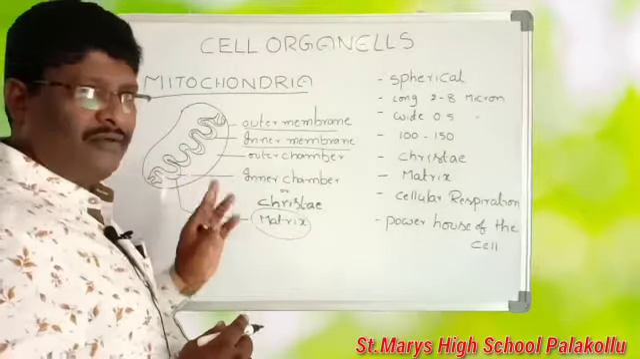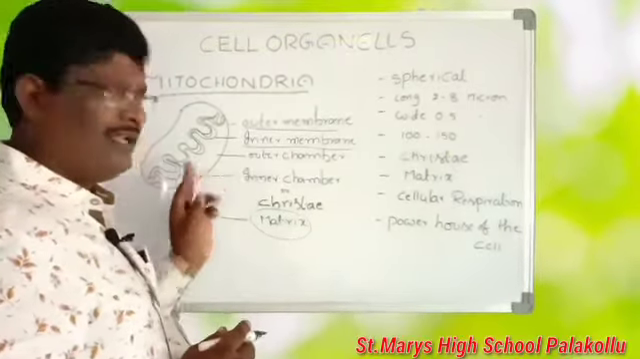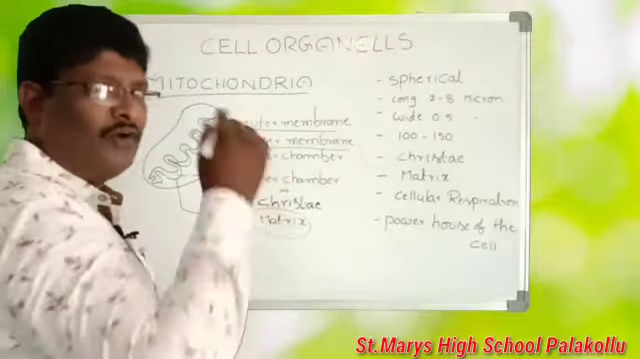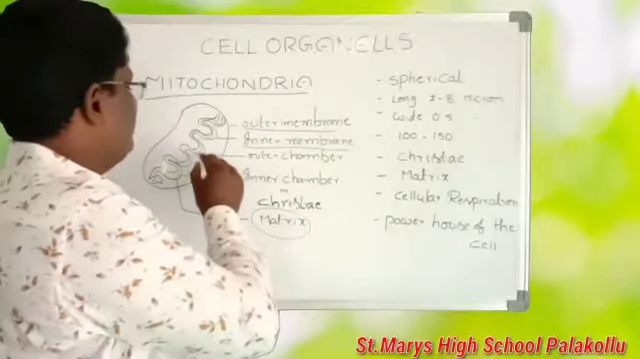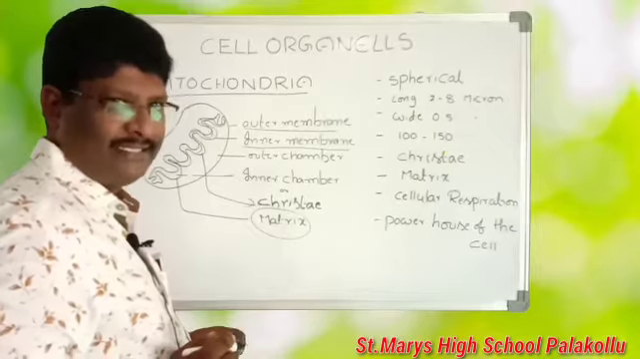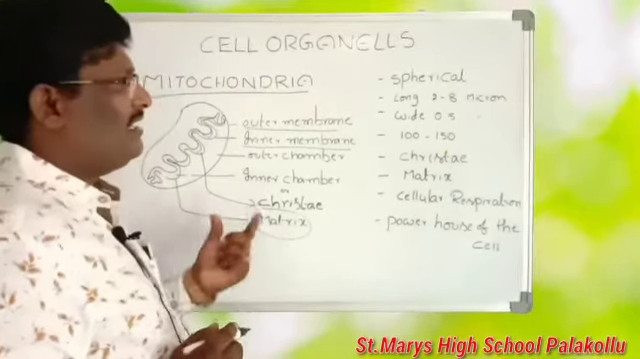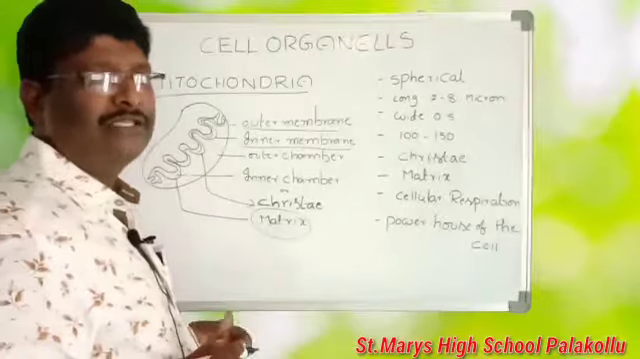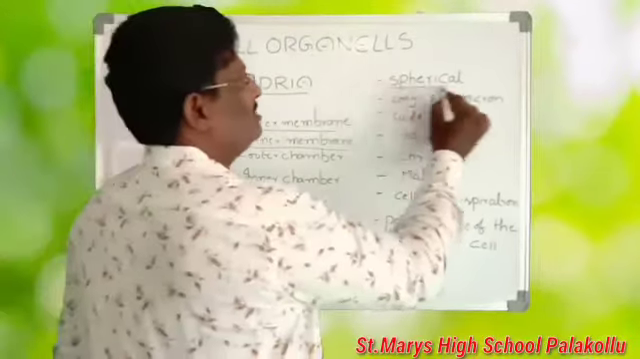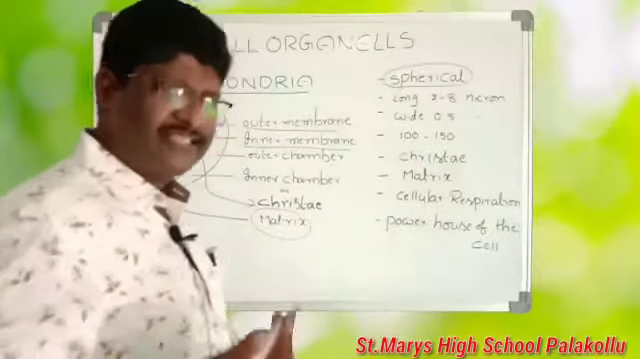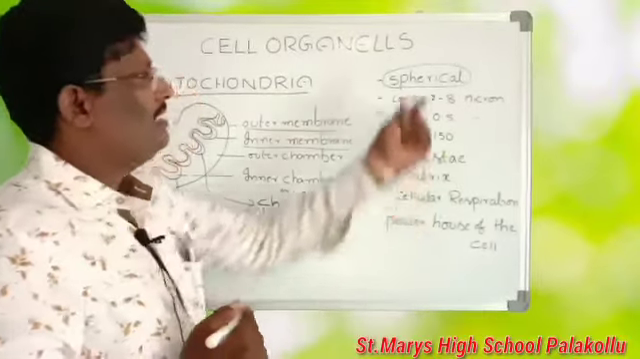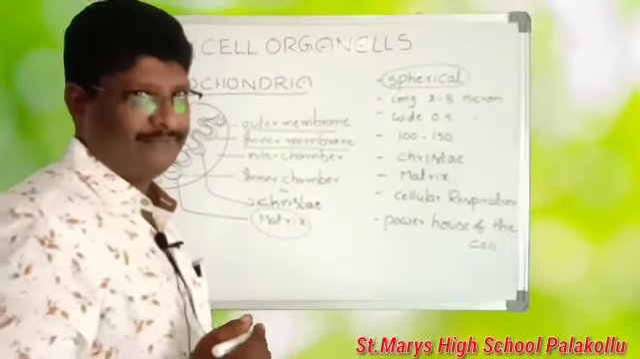If you observe the inner membrane, there are some fold-like structures. These folding-like structures are called cristae. What is the shape of this mitochondria? It can be spherical, cylindrical or circular. Many shapes are there, but mainly spherical or cylindrical.